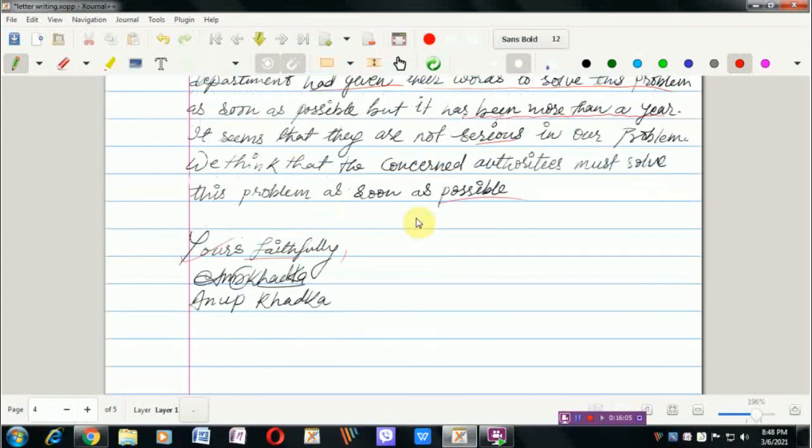Okay, so you have to write your signature and name also. So in this way you can end your letter.